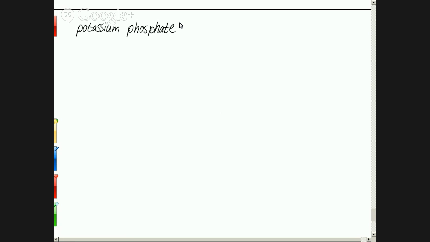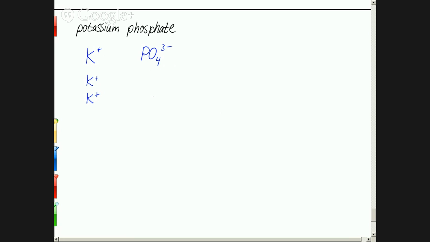So what's potassium? K. And what's the charge? +1. And what about phosphate? PO4 minus 3. So how do we put these together? We need 3 of these to get 3 plus to balance out our 3 minus.